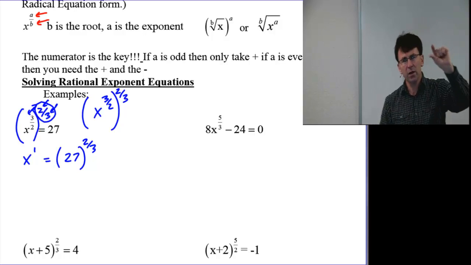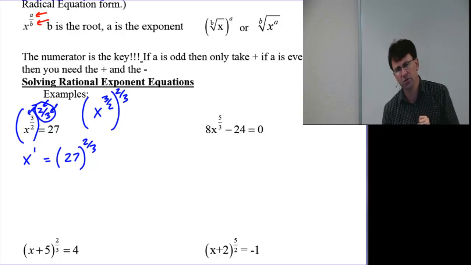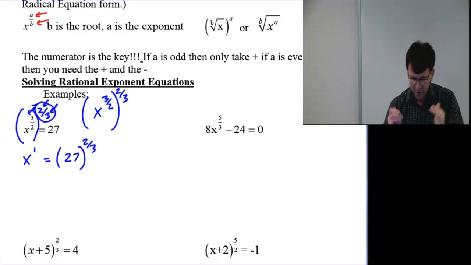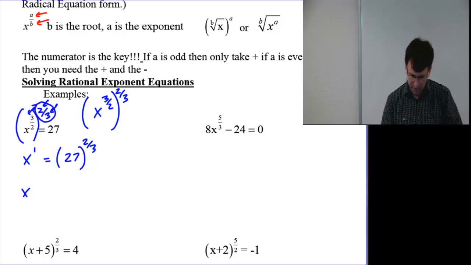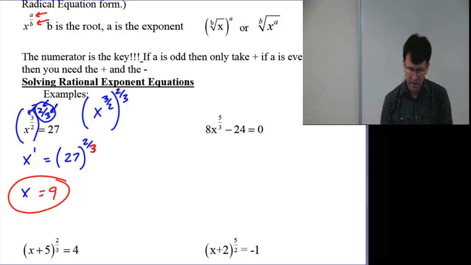If you square both sides, you potentially introduce an extraneous solution, and we must check our answer at the very end of the day. So x equals 27 to the 2/3. Now you can plug it into your calculator, but if we just look at it, what we really should see here is a 3 on the bottom, which is a third root. The third root of 27 is 3, and then we square it, which makes 9. So my proposed solution is x equals 9.